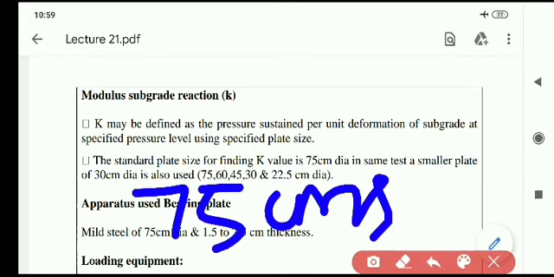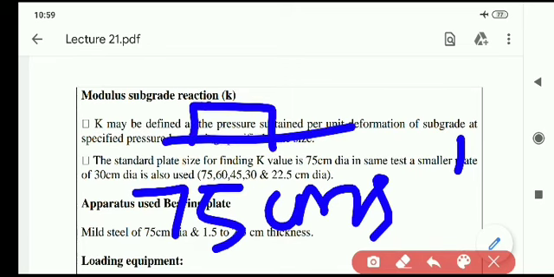For that plate the standard load is always applied, and the plates are placed in such a way that the largest, the 75 centimeter diameter plate, is on the ground. The plates then come above it in decreasing order till 22.5 centimeters. Like this they are placed.